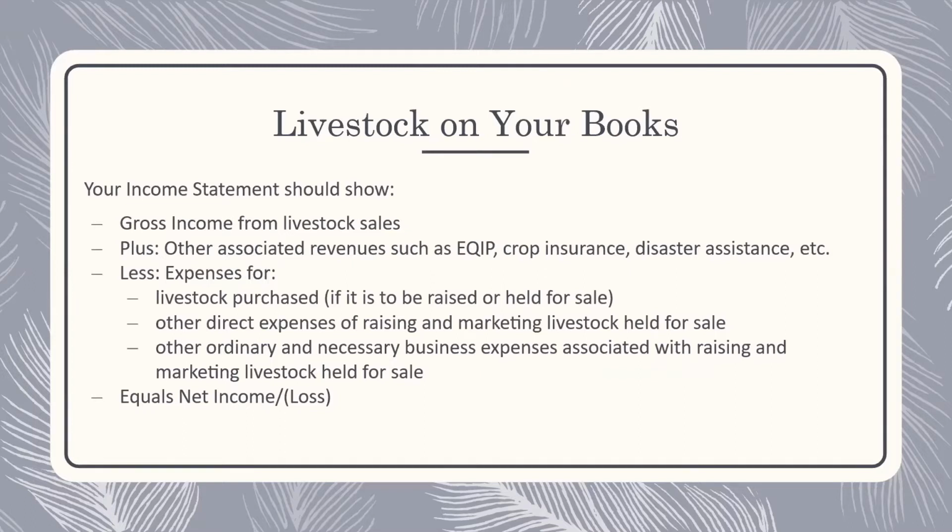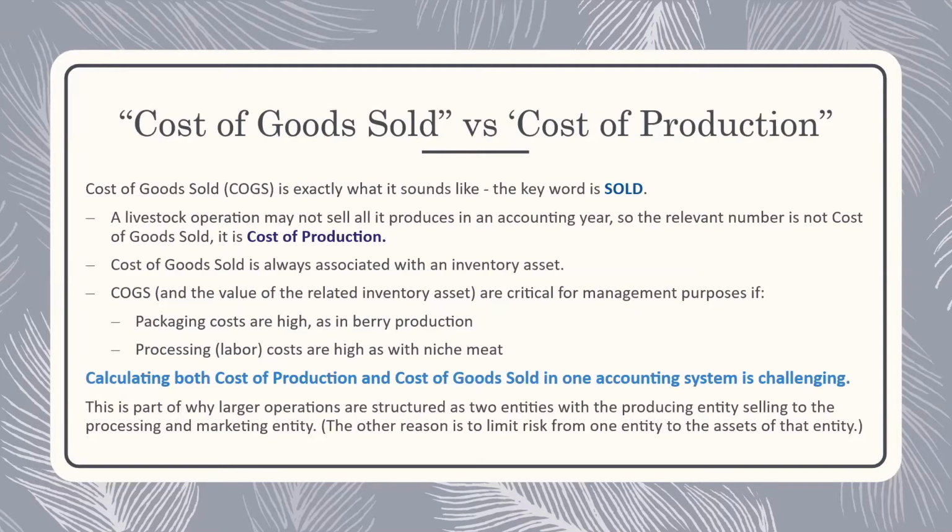All right, so your income statement is just going to show your gross income from livestock sales, other associated revenues you can have from other programs, and your expenses for livestock purchase. So if you purchase livestock, you're just going to expense it out, right? If it's for sale, if it's for market. Other direct expenses of the livestock, you're just going to expense them out. And then all other ordinary and necessary business expenses expensed out, right? And that's your net income and loss. On the livestock side, we're going to get to meat in a minute. That's a whole other story.